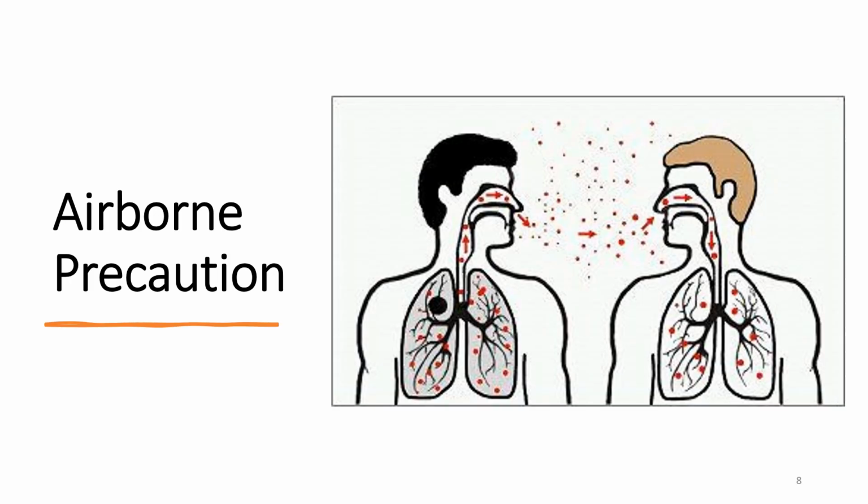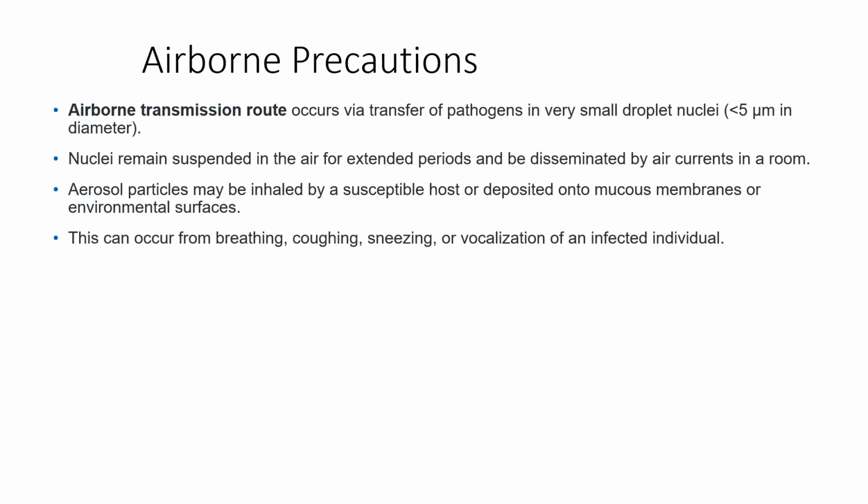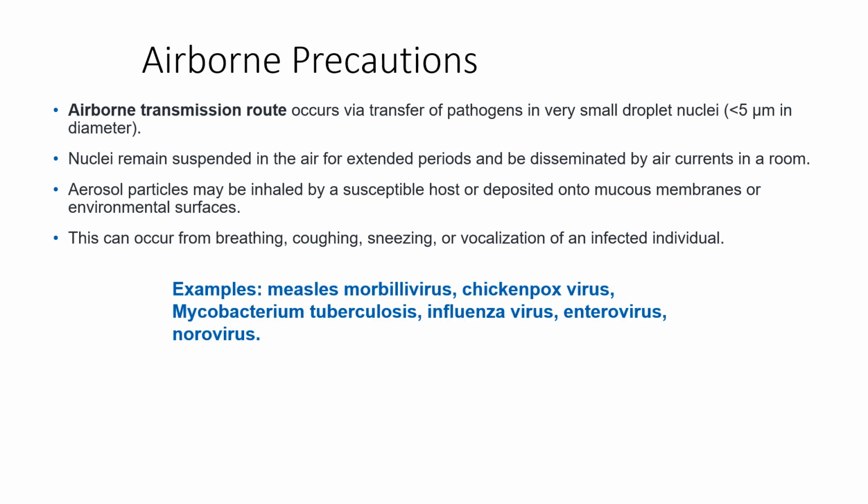Airborne infection occurs by sneezing, and the particles remain suspended for a longer duration as compared to droplets. They are less than 5 microns in diameter, remain suspended for a longer duration, and travel more than 3 feet as compared to droplet infection. Examples of airborne infections are tuberculosis, measles, chickenpox.